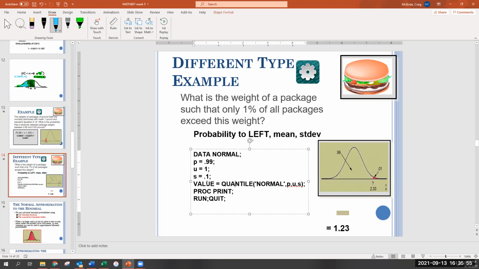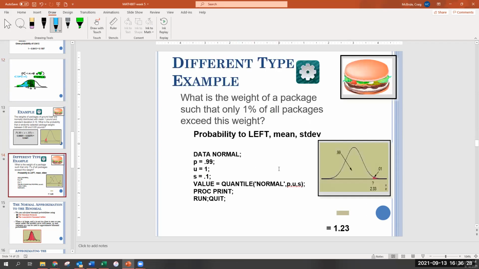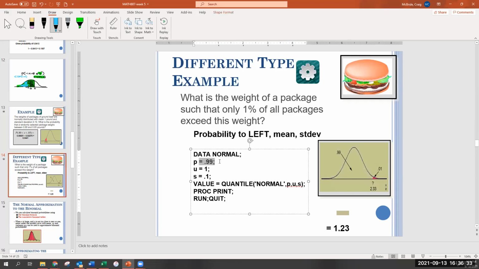Okay, now this formula is slightly different. This is the quantile function. And what it does is it basically does the CDF function in reverse. So pictorially, remember the CDF function says, you give me a value like 2, and I'll tell you how much area is under the curve to the left of that value. So if you give it the value of negative 1.5, it'll give you all the area to the left of negative 1.5. What the quantile function says is, instead of you giving it a value, you give it a probability.